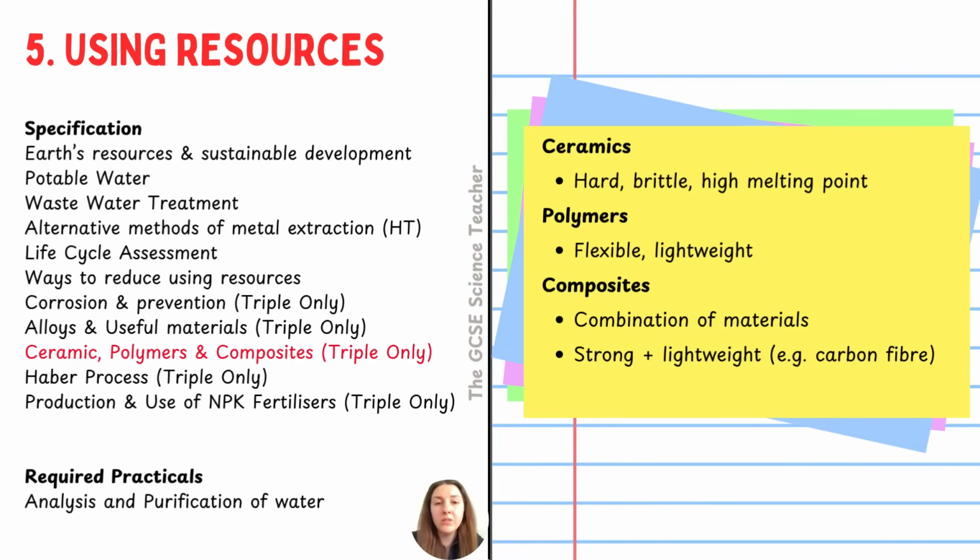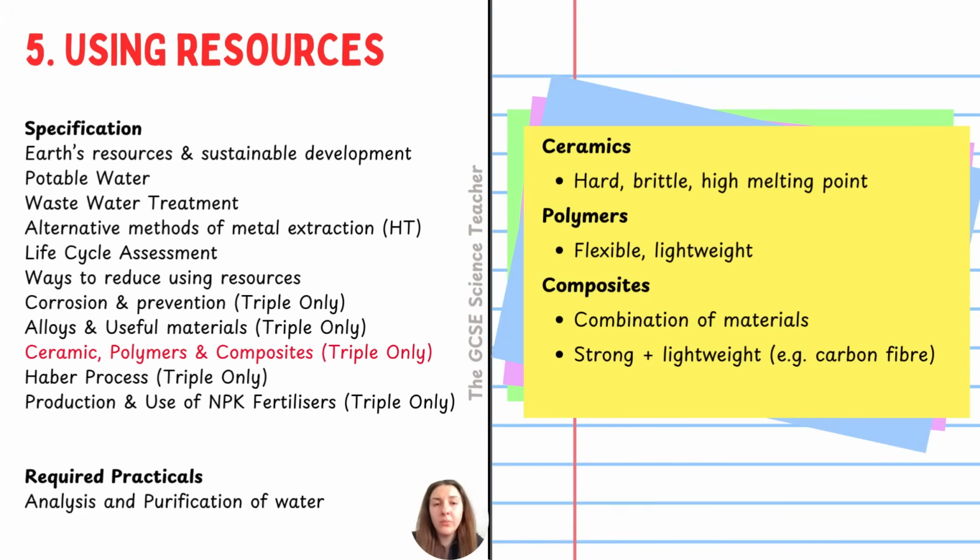Let's talk about polymers. These are more flexible, a bit more lightweight, and the properties of polymers really depend on the monomer they're made from. Specifically, you've got low density polymers, for example. You can use something called thermosoftening polymers, which melt when they're heated, or even thermosetting polymers that don't melt when they're heated. So again, it depends on the properties of what it's made from.